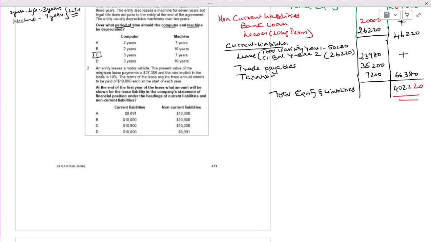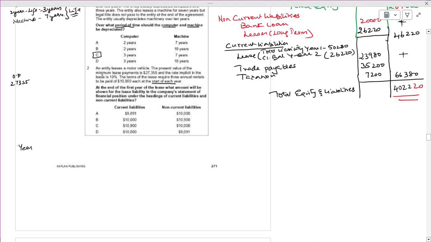Next. An entity leases a motor vehicle. Present value is 27,355. This is the opening balance. The implicit rate of interest is 10%. The terms of the lease are 3 annual payments at the beginning of the year. Is it right?